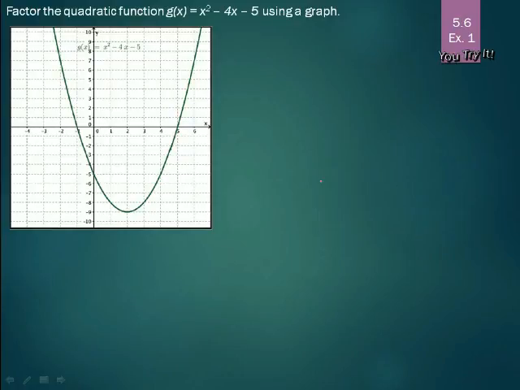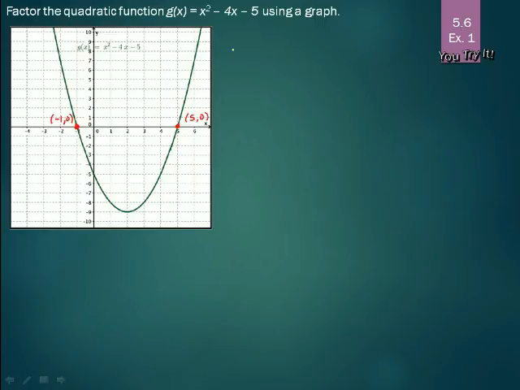Factor the quadratic function g of x equals x squared minus 4x minus 5 using a graph. Okay, so first let's just point out the zeros on the graph, because once we find the zeros, then we can use that to find the factors of this polynomial. So the zeros here appear to be at (5, 0) and (negative 1, 0).